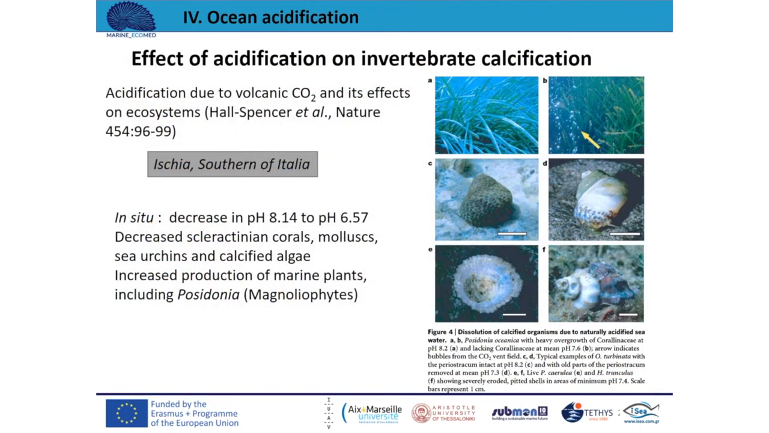On the island of Ischia, south of Italy, we have a site where acidification is due to volcanic carbon dioxide, and its effects on the ecosystem are studied. Locally, the pH decreases from 8.14 to 6.5. We observe the decrease of scleractinian corals, mollusks, sea urchins, and calcified algae. On the other hand, we can observe the increased production of marine plants, including Posidonia.